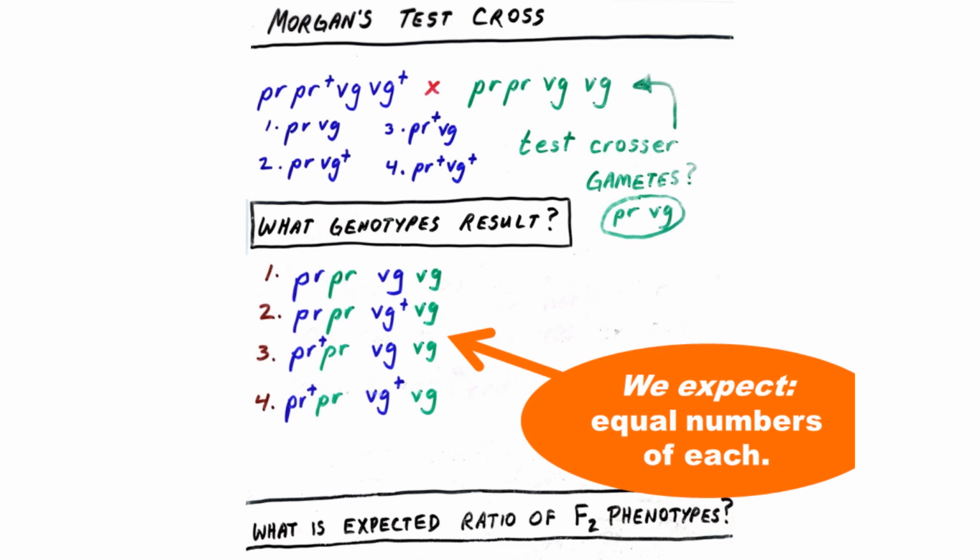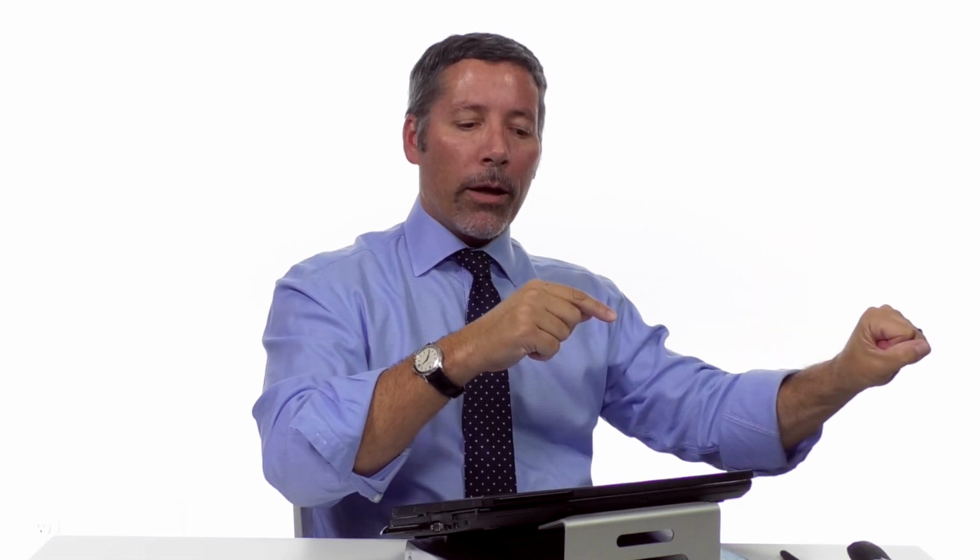If they show red, it means they got a PR plus from the F1, because they always get a PR from the other one. So that's interesting, because that means we can look at the fly. If it's got purple eyes, we know that the gamete was a PR. If it has red eyes, we know that the gamete was a PR plus. Same thing for the wings. If it has vestigial wings, we know that it got a VG from that F1 individual. If it has normal wings, we know it got a VG plus.